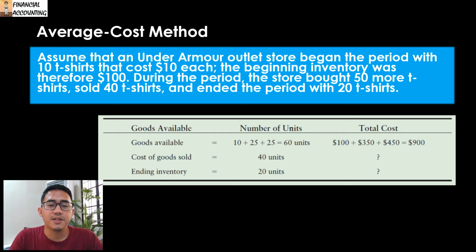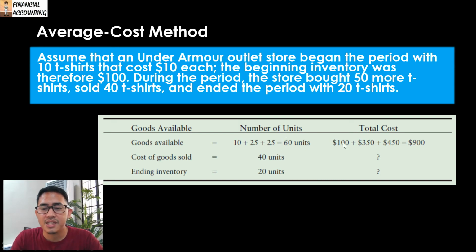So we have here the goods available. Your goods available is your beginning balance plus all your purchases. In this case, goods available is 10 beginning plus 25 plus 25 equals 60. It is not shown, but actually there are two purchases here. One is 25 and the other is 25. That's why there are 50 t-shirts being purchased. So goods available is at 60 units.